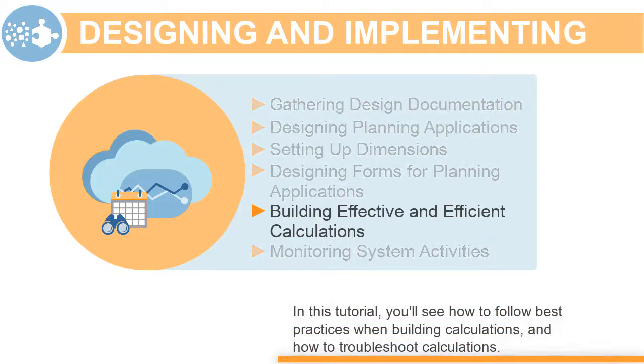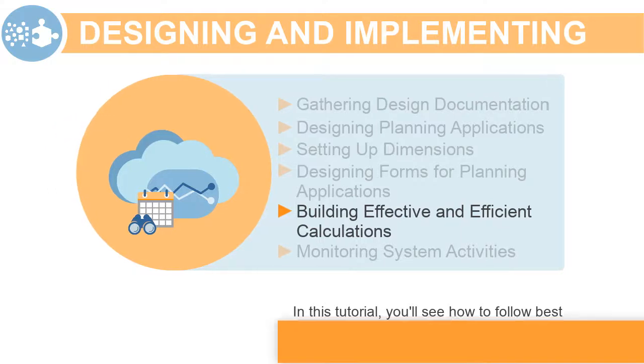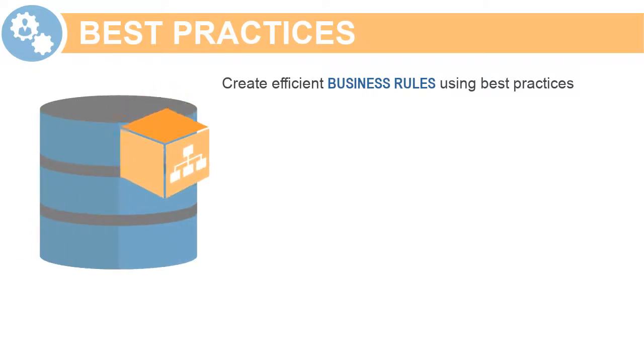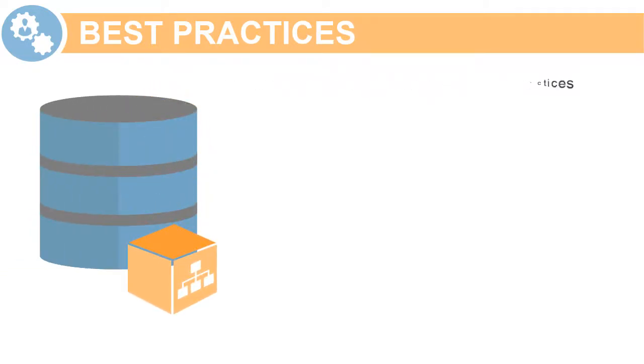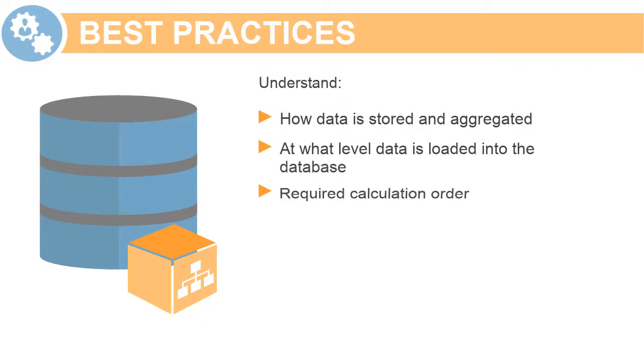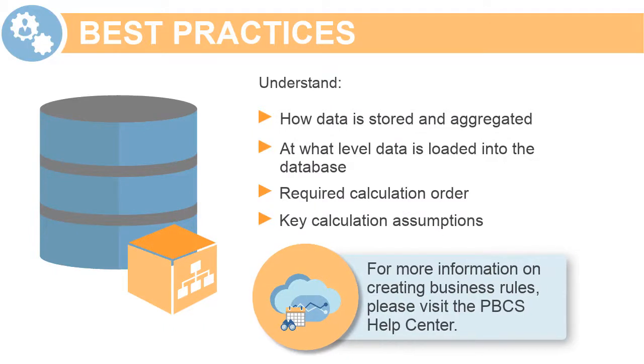In this tutorial, you'll see how to follow best practices when building calculations and how to troubleshoot calculations. To create efficient business rules using best practices, you should be familiar with your application and your database outline. You should also have an understanding of how data is stored and aggregated, at what level data is loaded into the database, the required calculation order, and key assumptions that drive your calculations. For more information on creating business rules, please visit the PBCS Help Center.